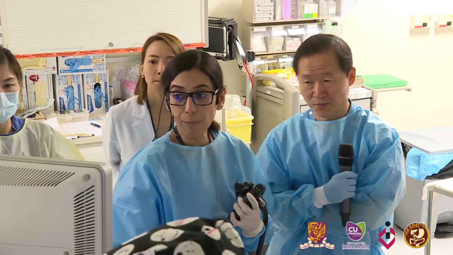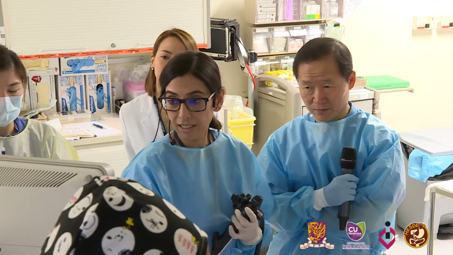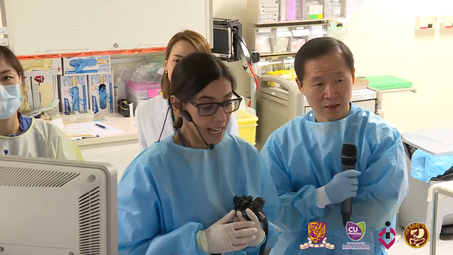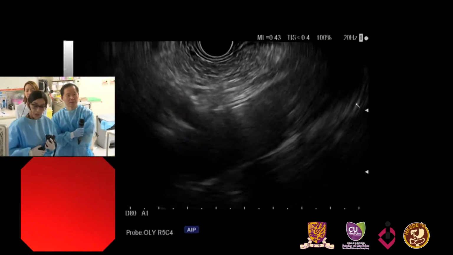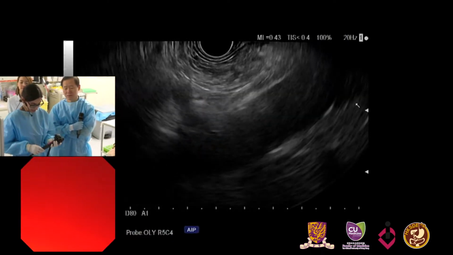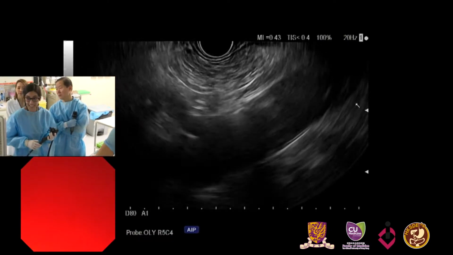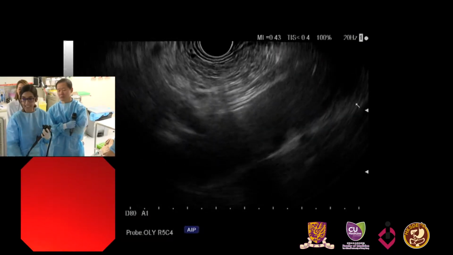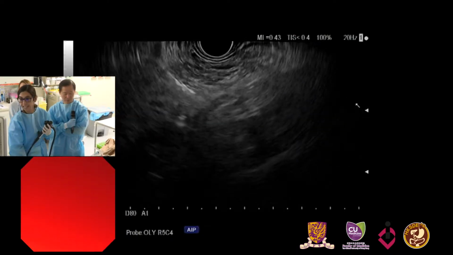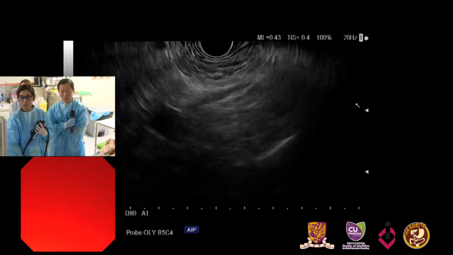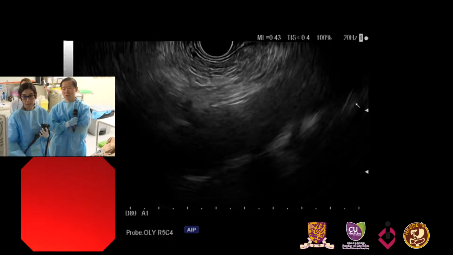Just a few basic anatomy points that we'll show. Are you looking at EUS now? Yes, okay. We have an Olympus UCT 260 series. In the US, we use the 180 series. And we're using a linear scope. So the scope right now is in the proximal stomach.